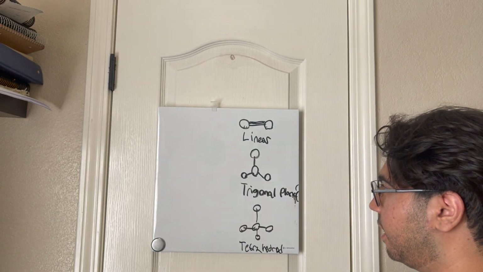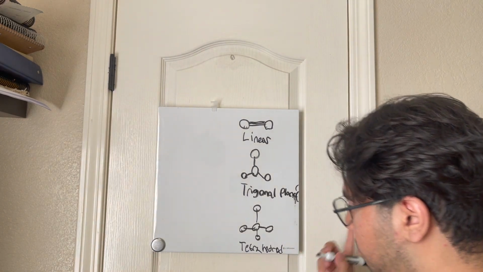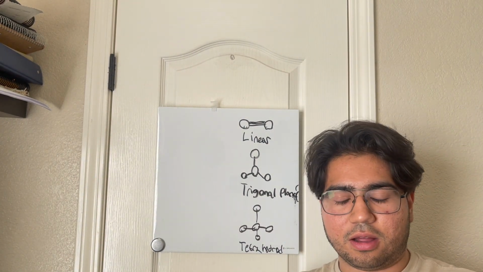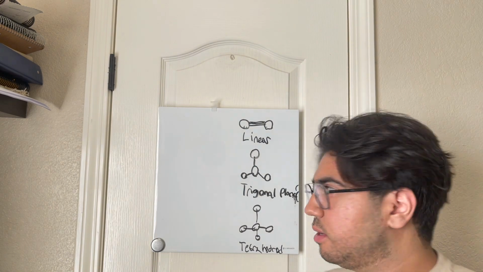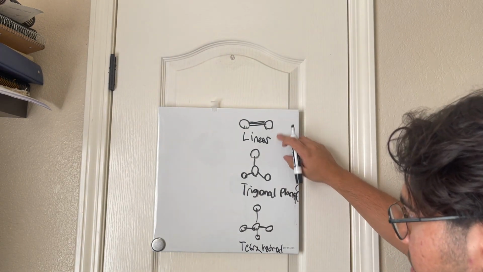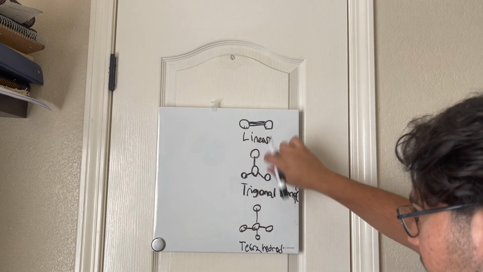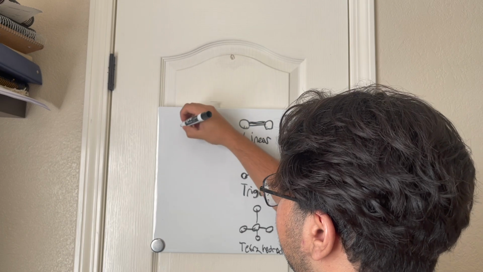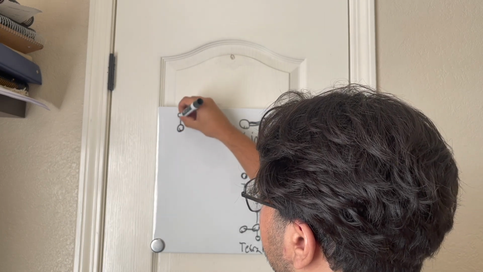Okay. Now, you kind of see a pattern, right? We're just adding atoms to a central atom. So here we have one, we have three atoms around the central atom. We have four, and then we could have five, right?